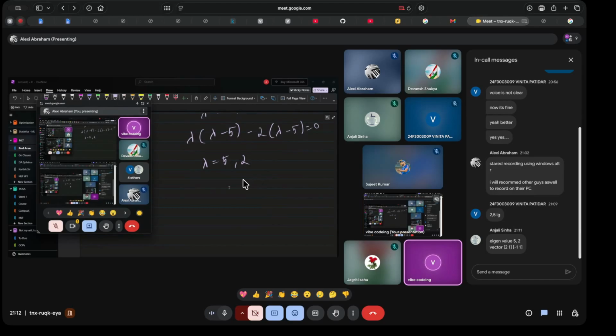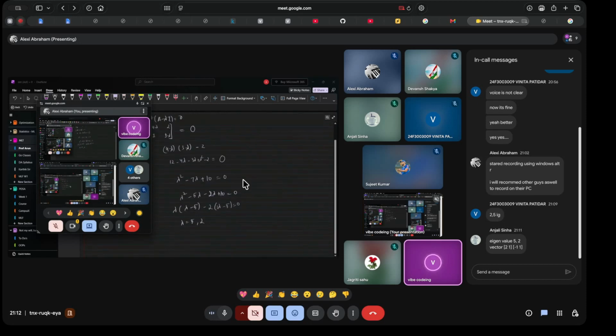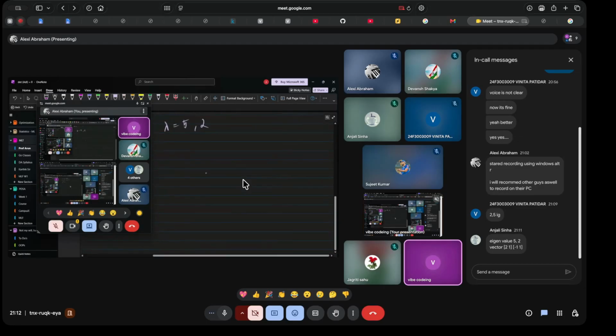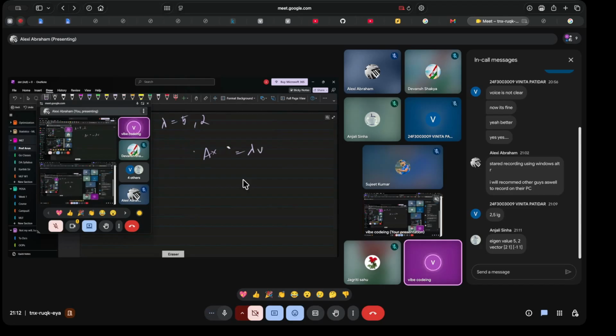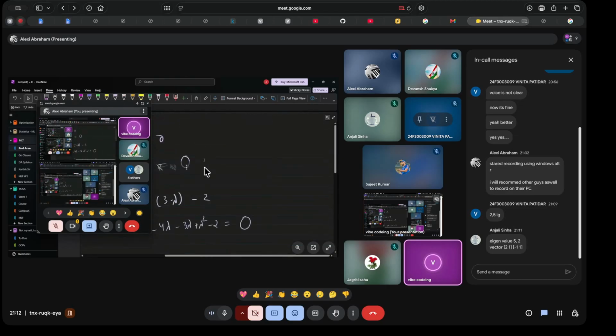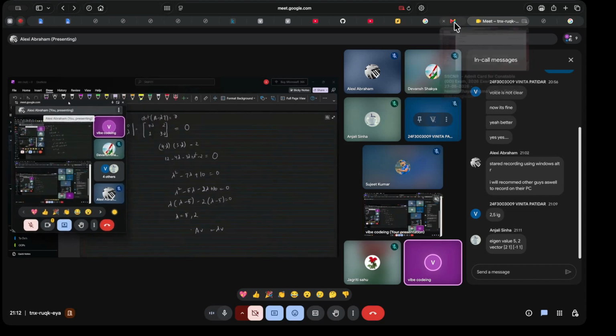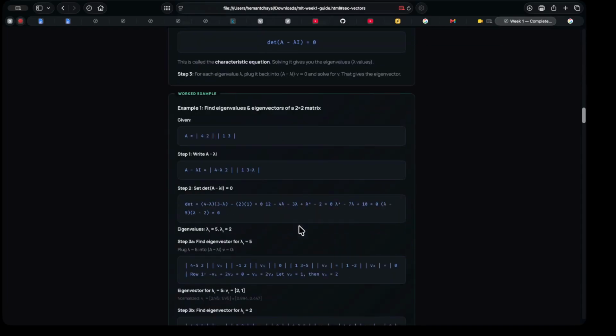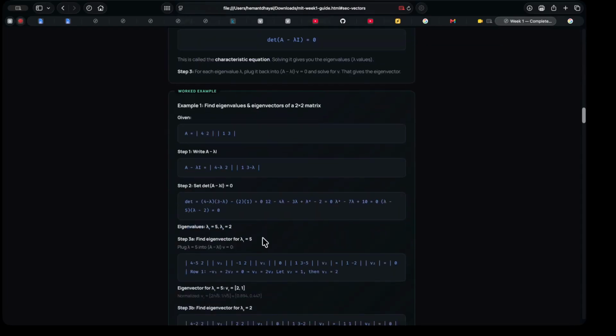So the formula we discussed before is A into v, A cross v is equals to lambda v. So it's the formula like that. You have to put the value of lambda and put the value of A, get the common A, something like that. Okay, we will check that lambda values are correct.